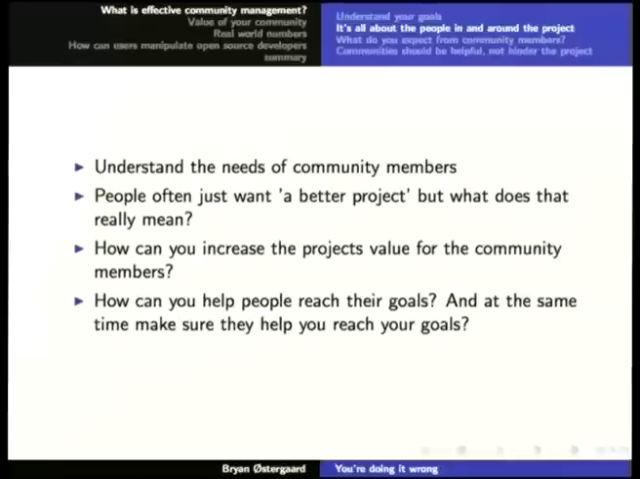Yeah, and finally, if you can answer the questions about what your goals are with the community, what you want from the community, and what the community wants from your project, it should, in theory at least, be fairly easy to come up with some idea where both parties can reach their goals.